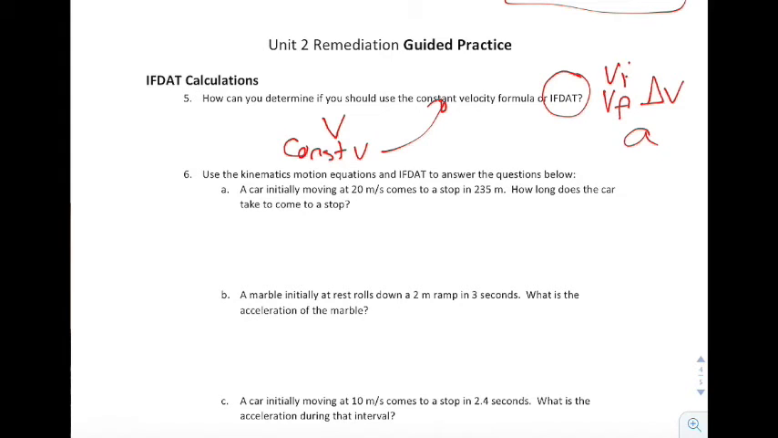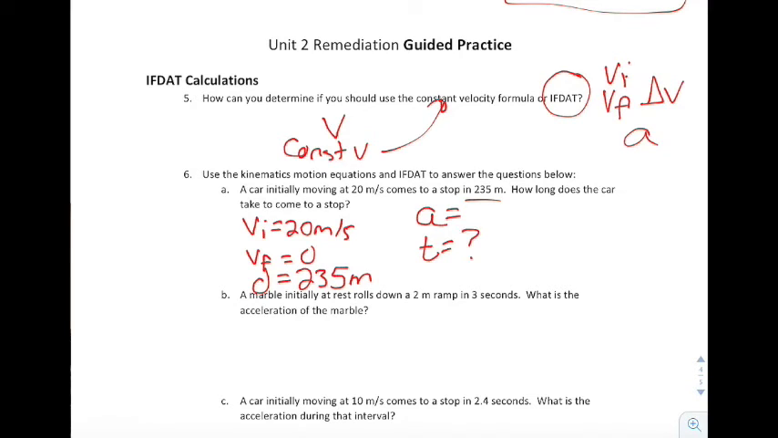It says a car is initially moving at 20 meters per second and comes to a stop in 235 meters. How long does the car take to come to a stop? So the first thing we need to do is our givens. We would say our initial velocity is 20. Because it comes to a stop, we know our final velocity is 0. We know that the entire process takes 235 meters. We do not know the acceleration, and we are looking for the time.